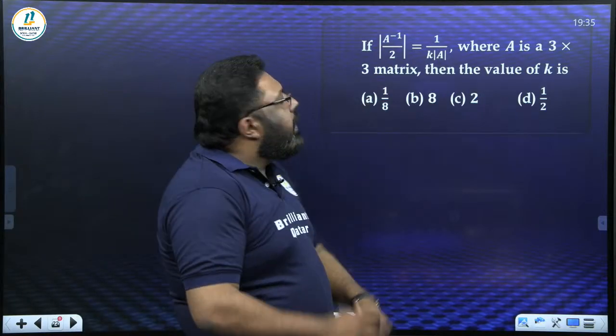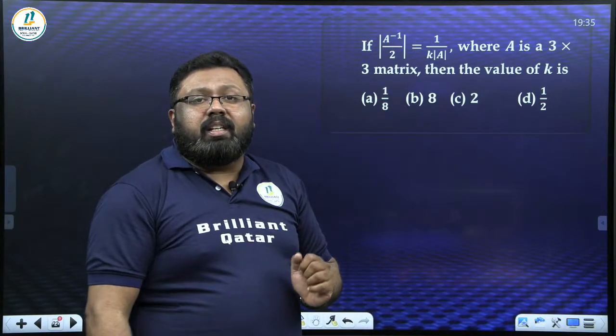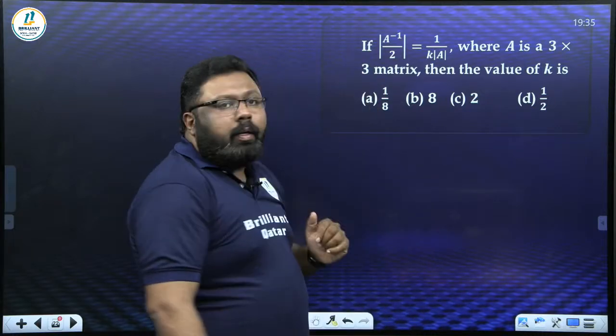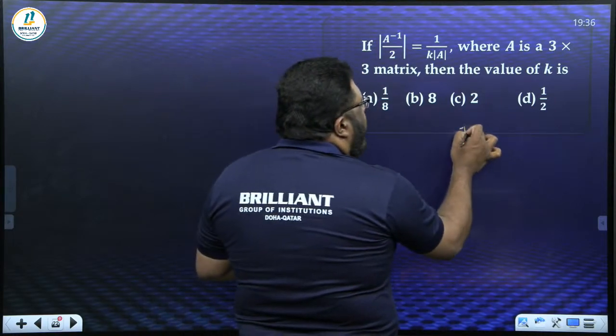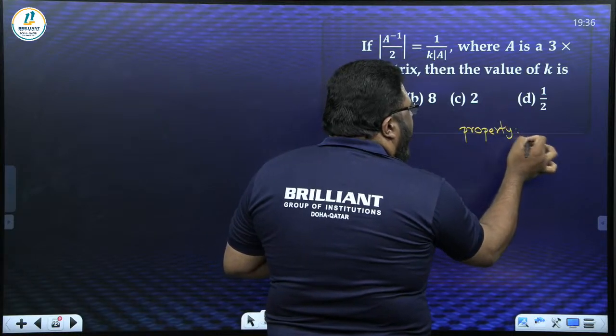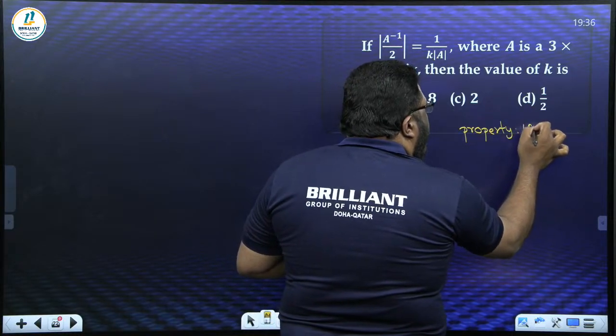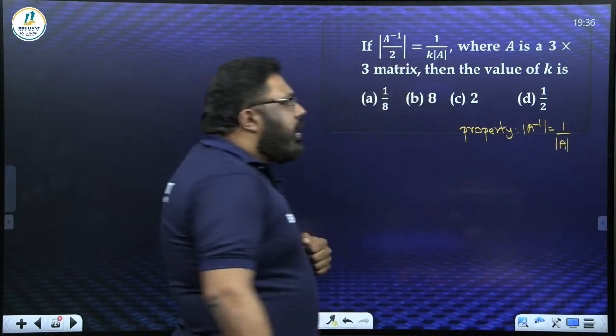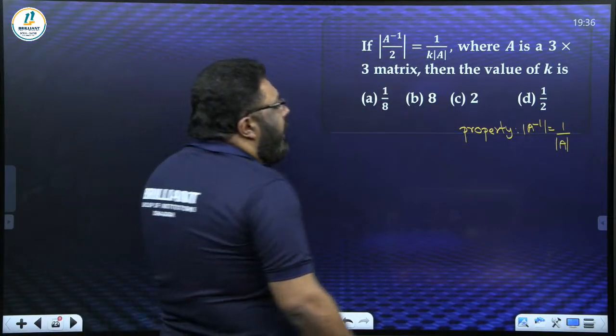Okay, next one. Another property based question in determinants. Determinants has a lot of properties to study. So remember, I'm telling the property right now. There are two properties being highlighted here. One is, what is the determinant of A inverse? It's 1 by determinant of A.